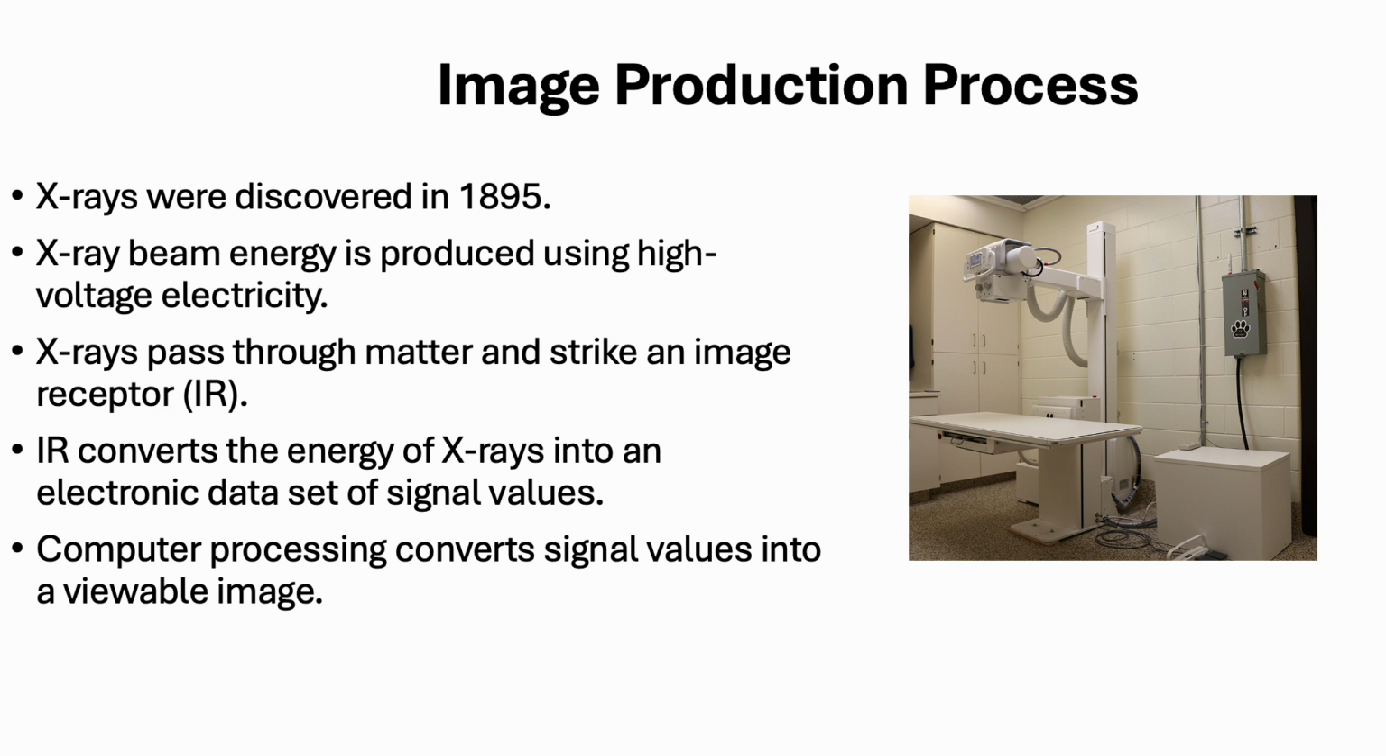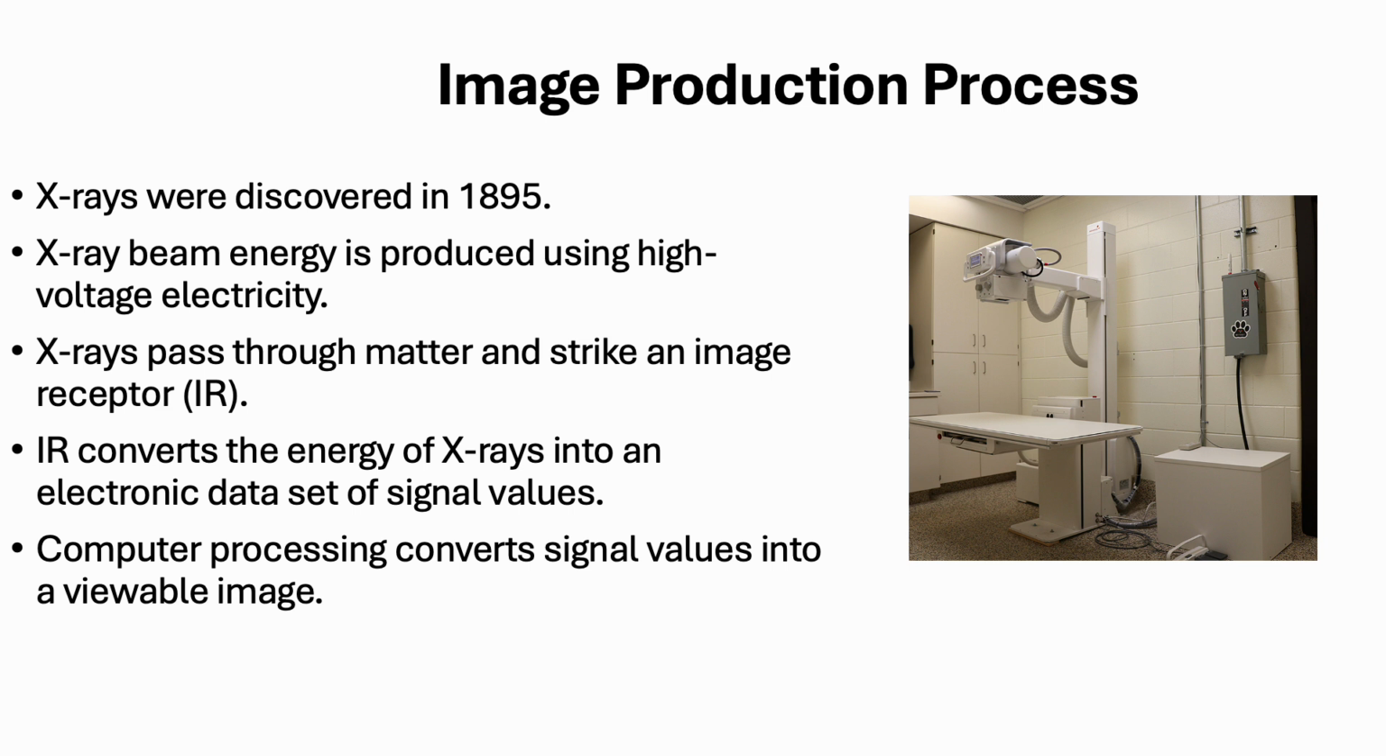Okay? I'm joking. All right, so we need an X-ray beam. For us to produce an X-ray beam, we need what we call a high voltage to create electricity. This X-ray beam will pass through matter, and it will strike what we call the IR. IR stands for image receptor, not interventional radiography. When I say IR, I'm talking about the image receptor.